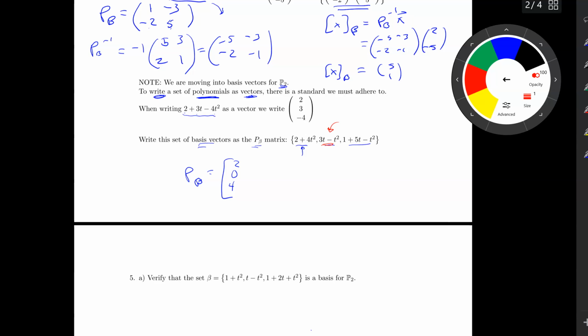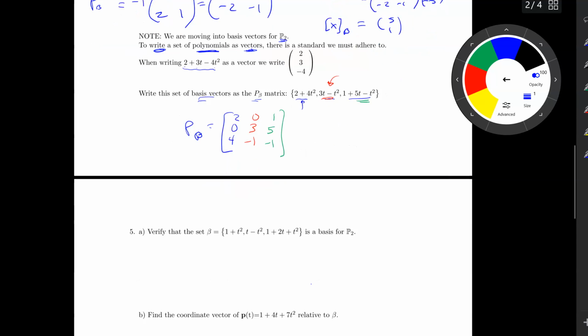For this column vector, I'm going to have 0 constant, 3 in front of the t, -1 in front of the t squared. For this one, I'm going to have a 1 constant, 5, and a -1. So this would be the change of coordinates matrix. So let's make sure we keep to that standard.